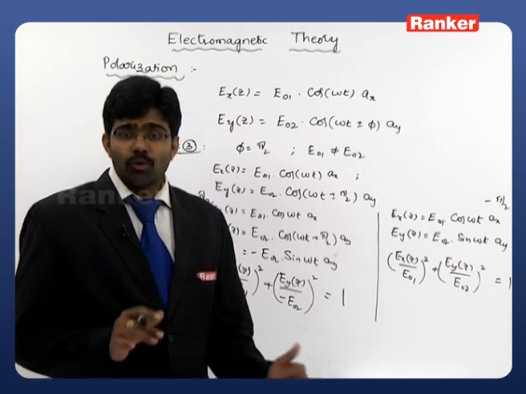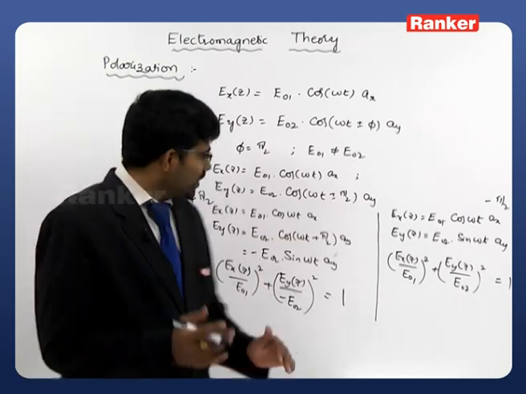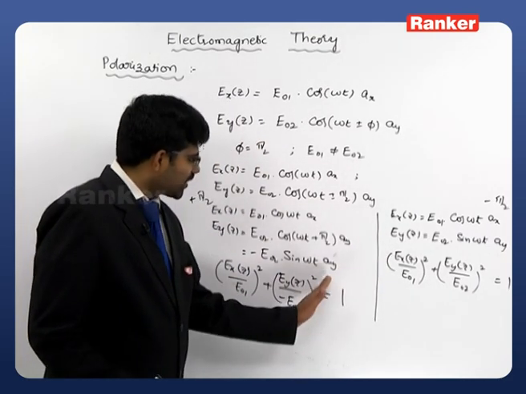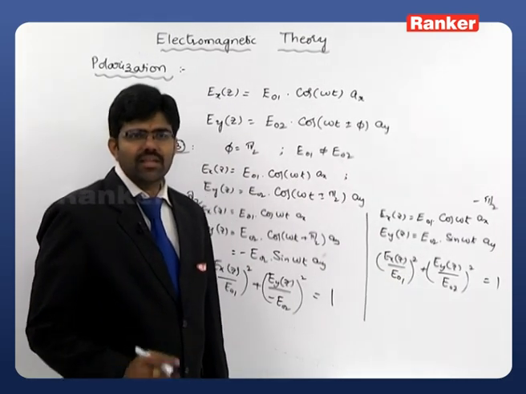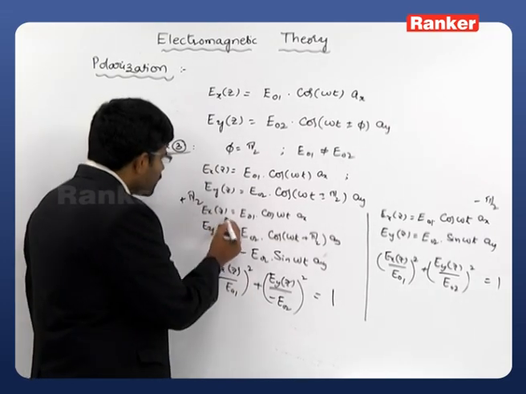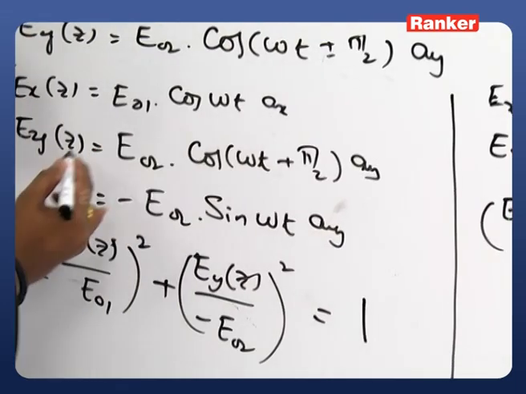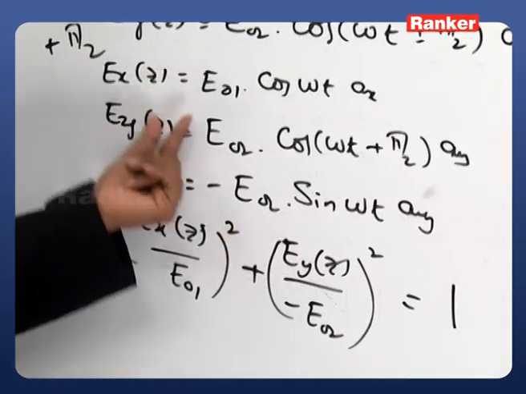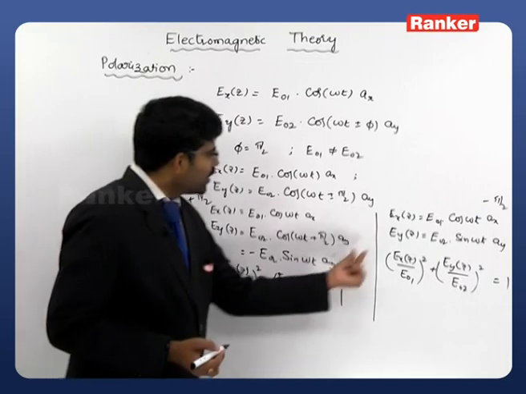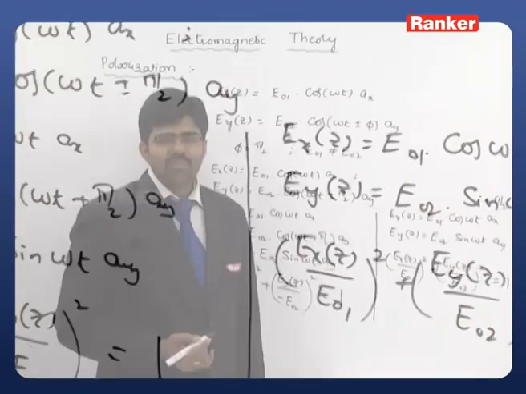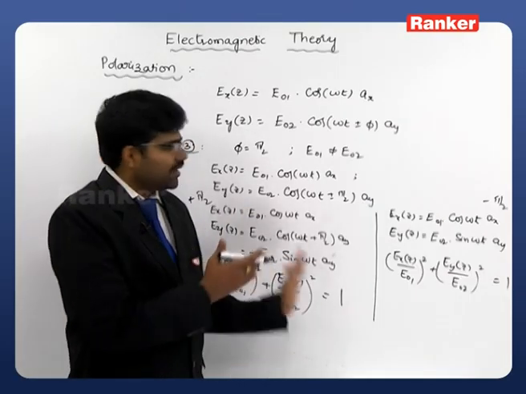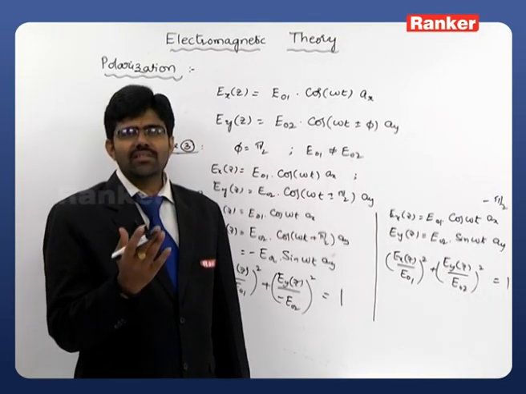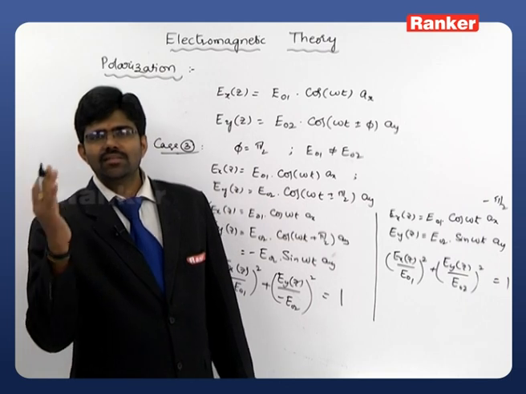But in that elliptically polarized signal also, how do we differentiate this case and this case? What is the name for this particular case and what is the name for this particular case? Here clearly observe, Ex of z is equal to E naught 1 cos omega t, Ey of z is equal to minus E naught 2 sin omega t. Clearly here Ex lags Ey, and here Ex leads Ey. So in one case Ex is lagging, in another case Ex is leading. So what happens when Ex is lagging, and what happens when Ex is leading?